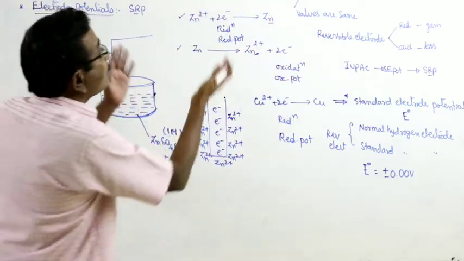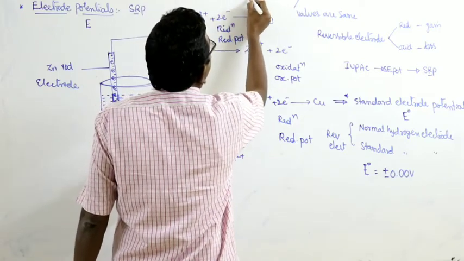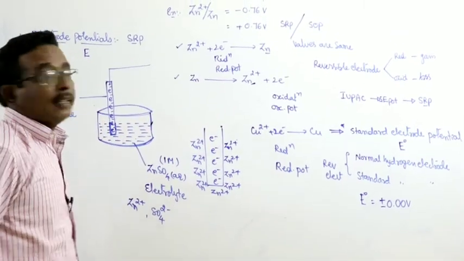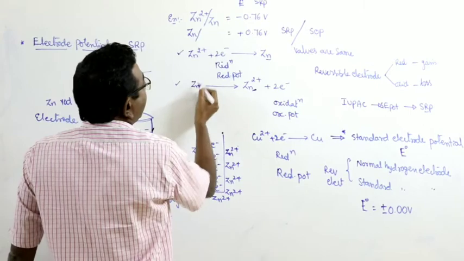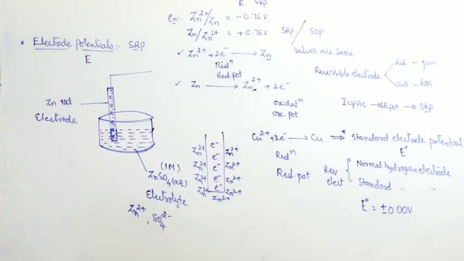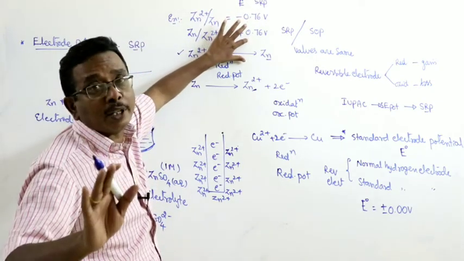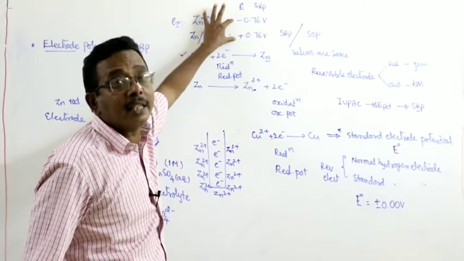Okay. But what about the oxidative potential? Oxidative potential is equal to 0.76 volts. Then how can you represent the oxidative potential? Zn by Zn2+. Here the reduction potential and oxidation potential have the same magnitude, but the difference is only the sign convention.